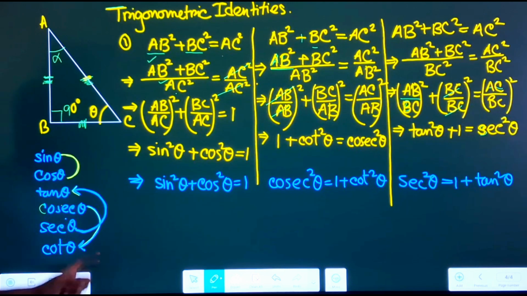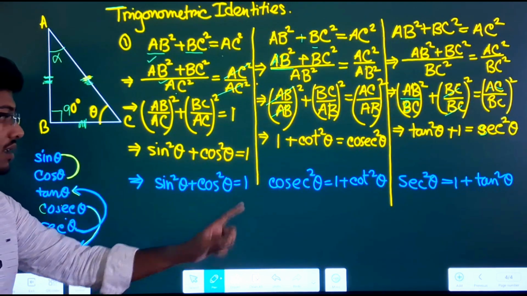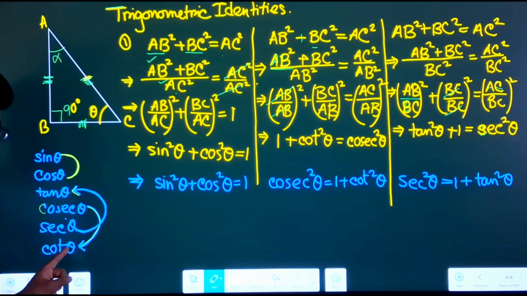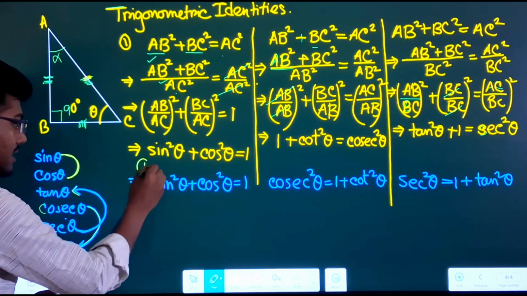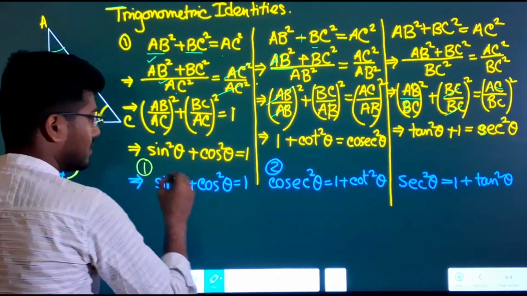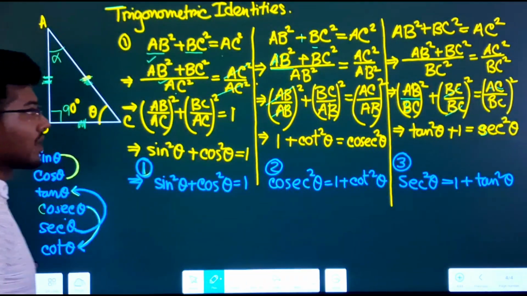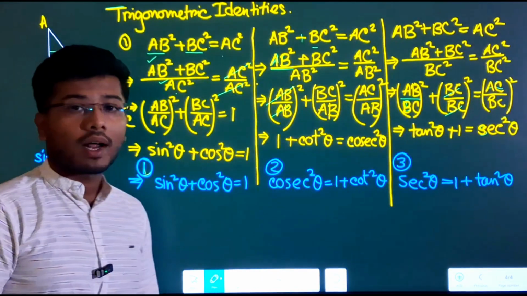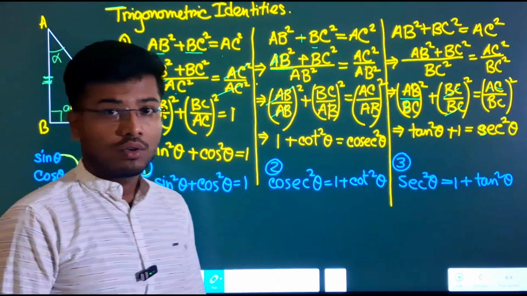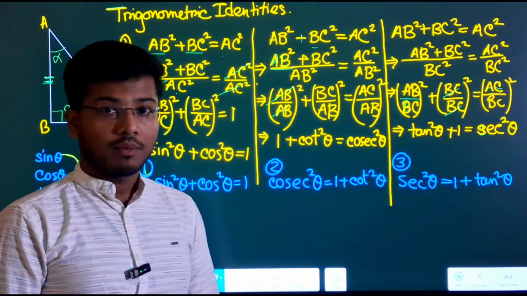So the relations are sine square theta plus cos square theta equals to 1, cosec square theta equals to 1 plus cot square theta, and sec square theta equals to 1 plus tan square theta. These three identities are there in trigonometry, number 1, number 2, number 3. I hope you all understand this trigonometric identity, which you have to remember.